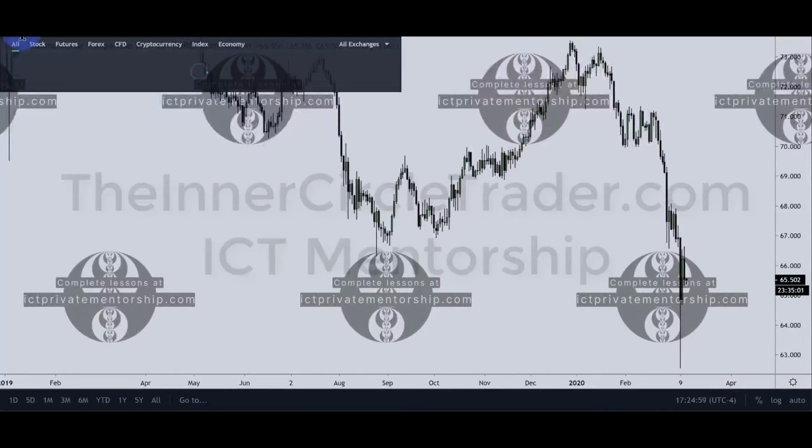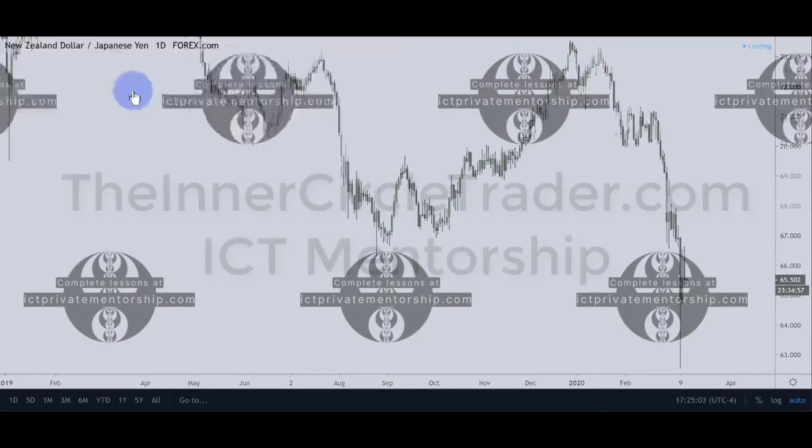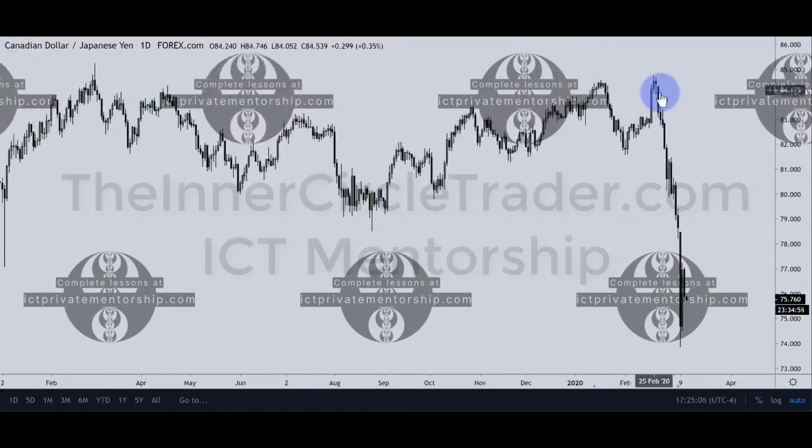CAD versus Japanese yen, weak versus strong. And again, beautiful run here. So we're just going to call it 850. 1, 2, 3, 4, 5, 6, 7, 8, 9, 10. Over 1,000 pips. Okay, over 1,000 pips of a move looking at Canadian versus Japanese yen.